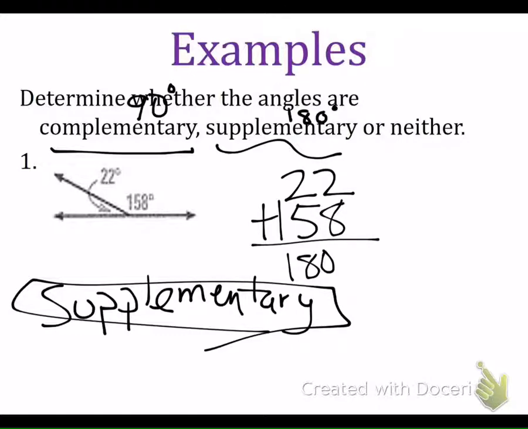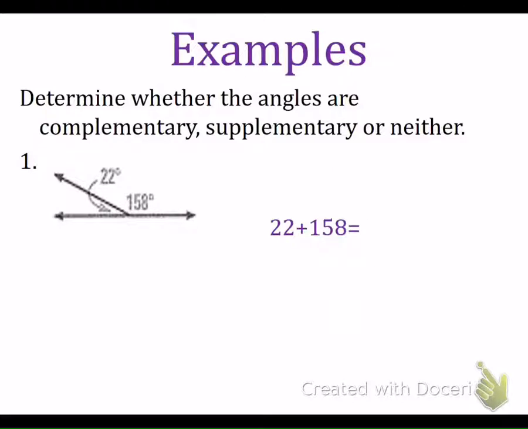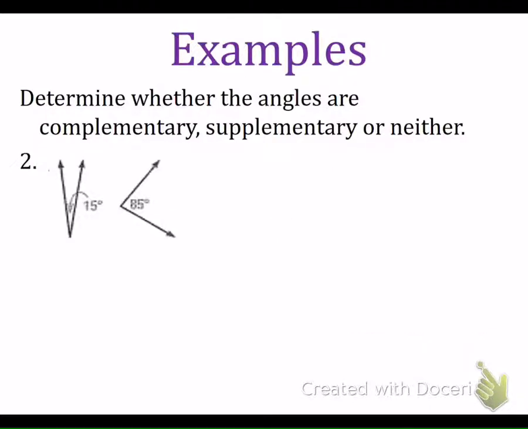Go to the next one. Oh, look at that. The answer pops up. All right, number 2. Same idea. We're going to add them together. If you get 90, we're going to say complementary. If you get 180, we're going to say supplementary. If you get some other random number, neither. What do you get when you add these? 100.